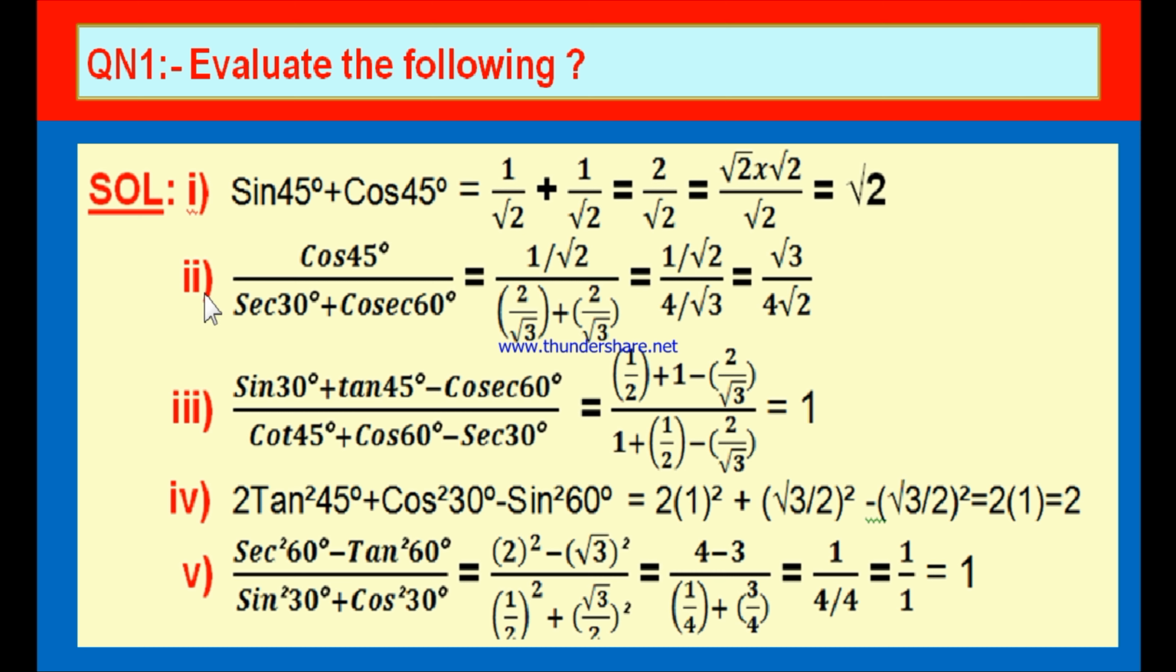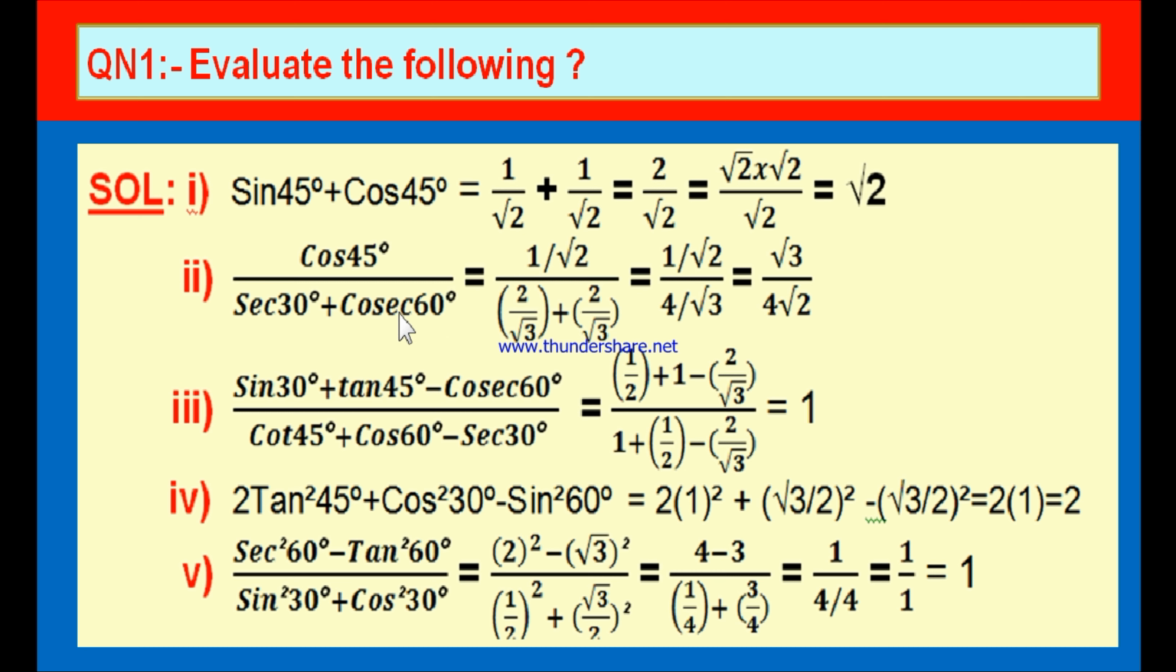Now let us solve the second bit. Cos 45 degrees divided by secant 30 degrees plus cosecant 60 degrees. Now cos 45 degrees, from the table, cos 45 degrees value is 1 by root 2 divided by secant 30 degrees. Secant is the trigonometrical ratio which is the inverse of cos. We know that cos 30 degrees is root 3 by 2. Therefore, secant 30 degrees is 2 by root 3. We have to interchange numerator and denominator. So that secant 30 degrees is equal to 2 by root 3 plus cosecant 60 degrees.